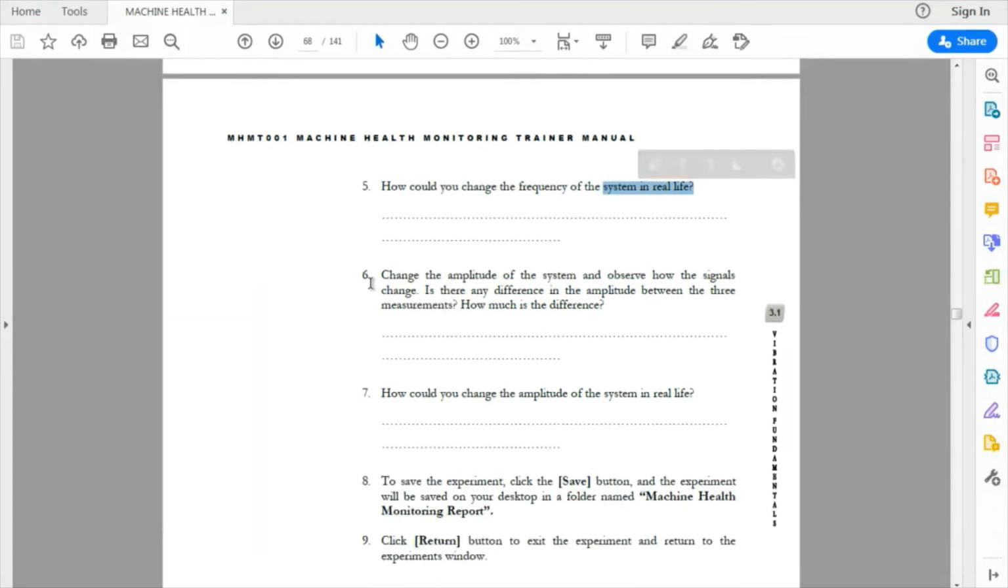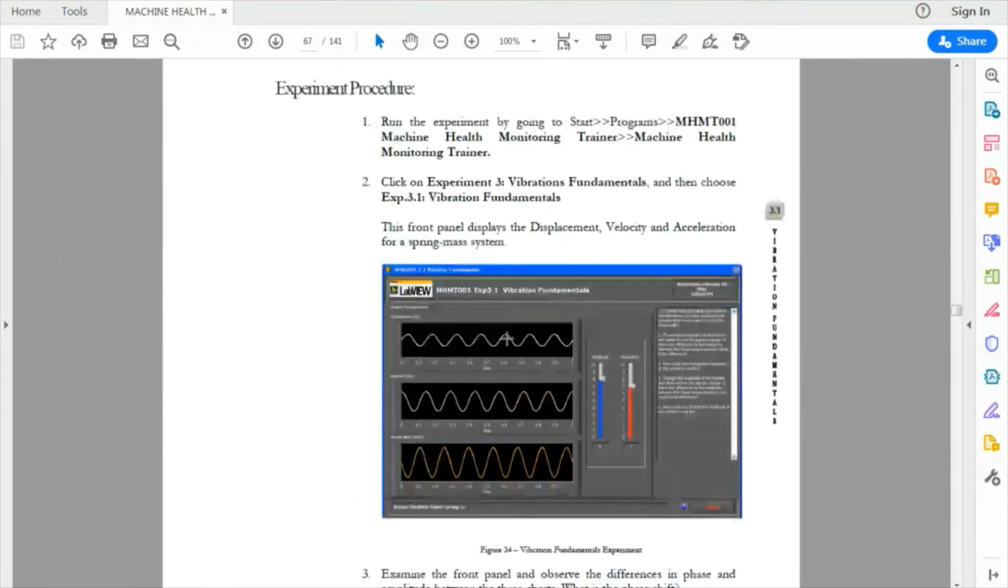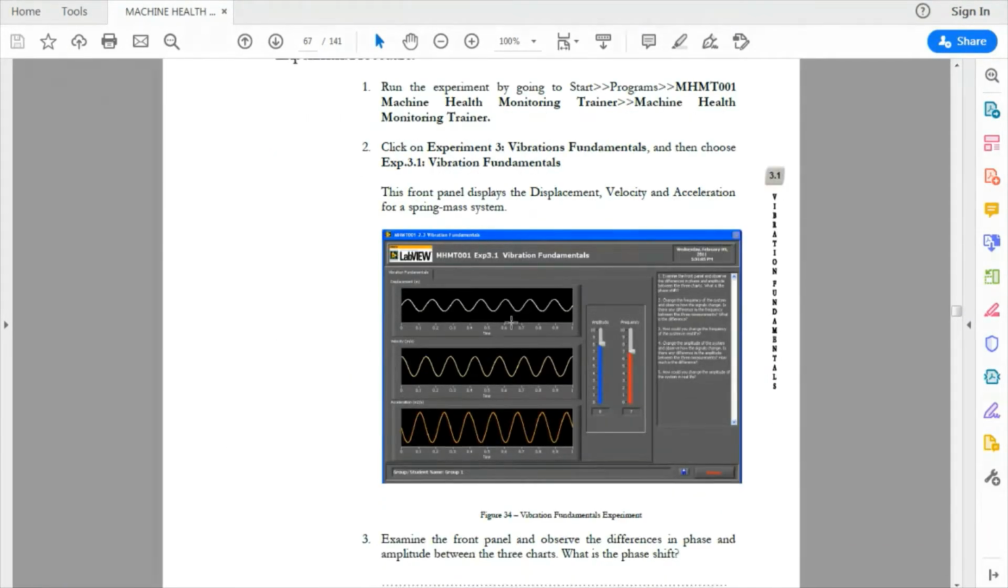Good. So number 6, change the amplitude of the system and observe how the signals change. Is there any difference in the amplitude between the 3 measurements? How much is the difference? We know that by changing the amplitude, each time the velocity is higher than the displacement, and the acceleration is higher than both of them because of the omega frequency, omega A and omega squared A.